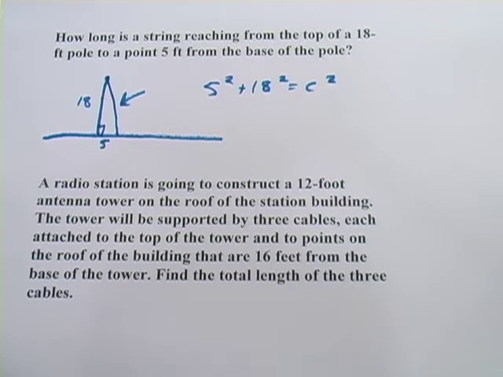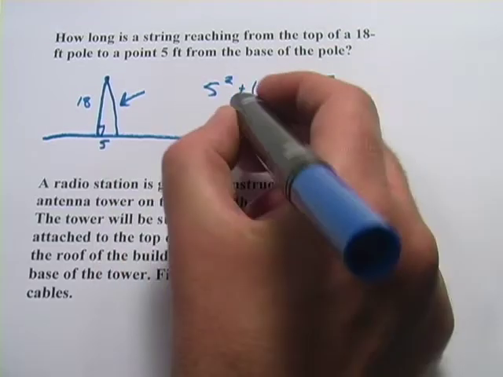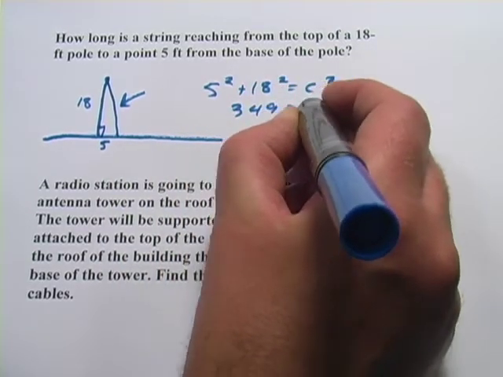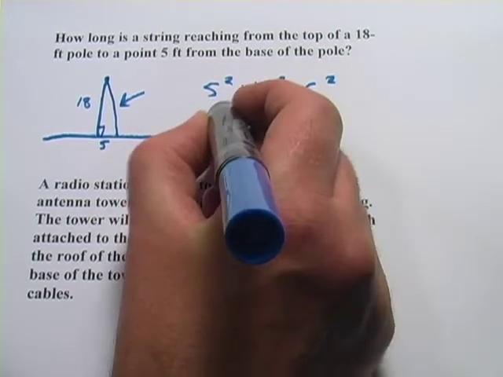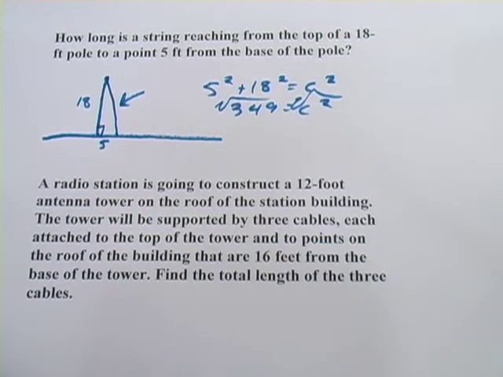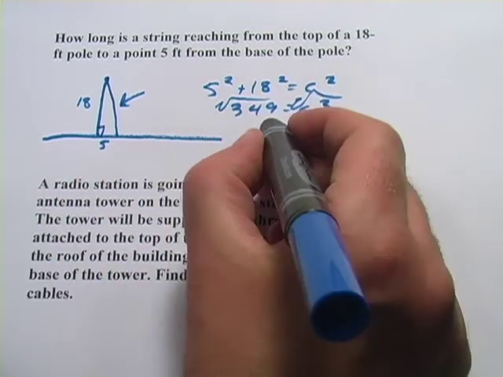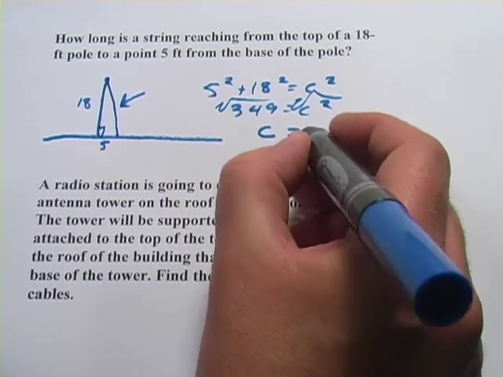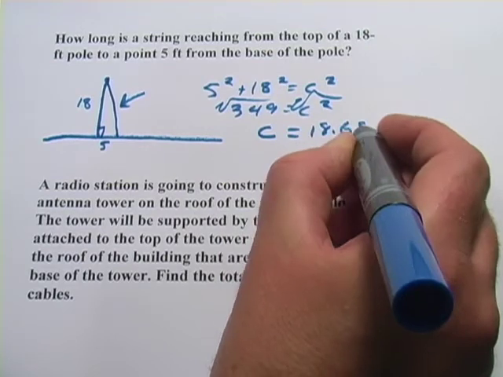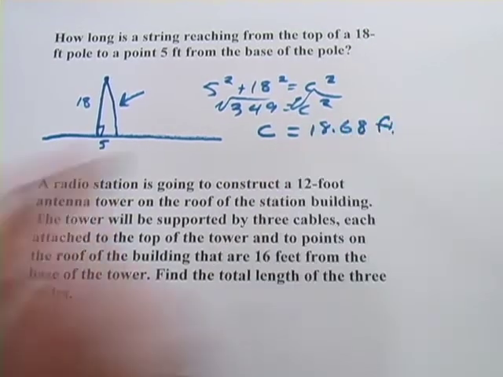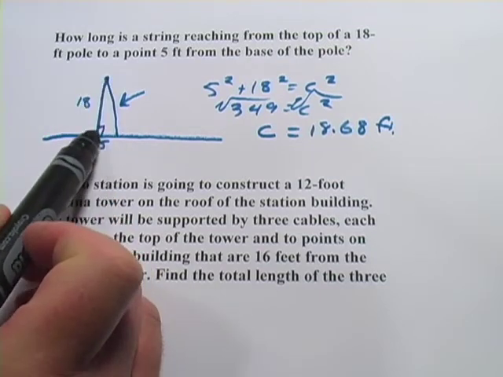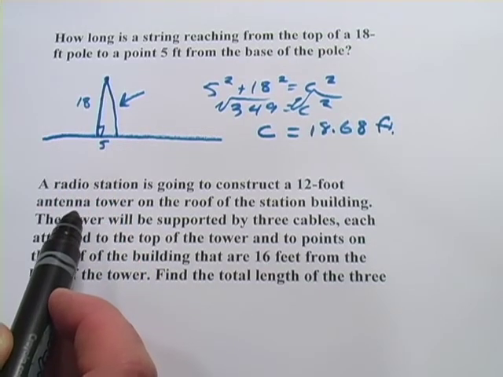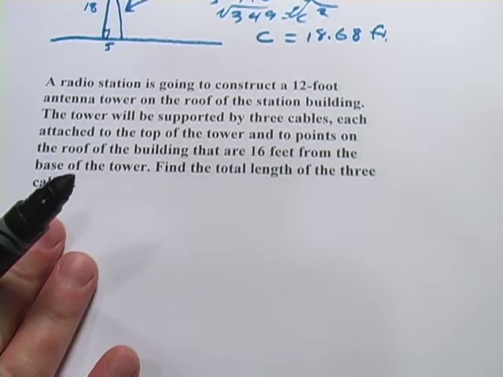18 squared is 324 plus 25. So we get 349 equals c squared. But remember, that's c squared. We want to solve for c, so we have to take the square root of both sides. And we get c equals, well, 18.68 feet. So that's how long the string is. And that makes sense. It's going to be a little bit longer than the flagpole is tall. Let's look at the next one.